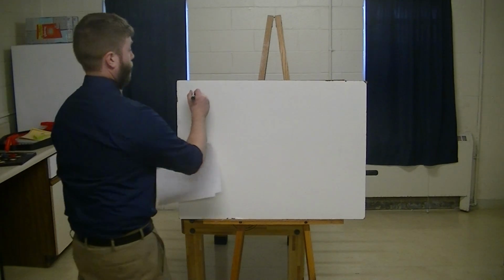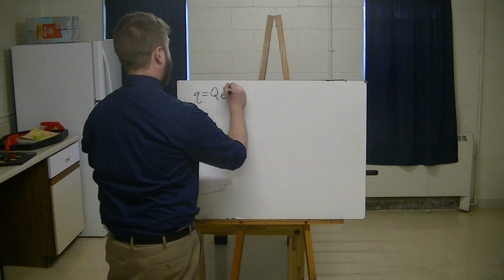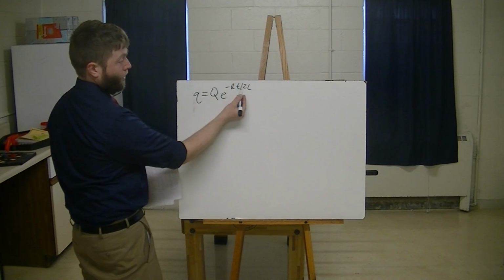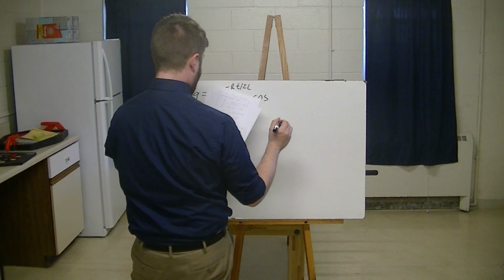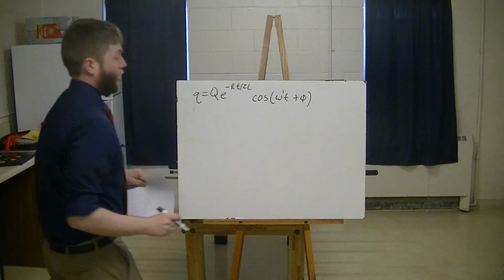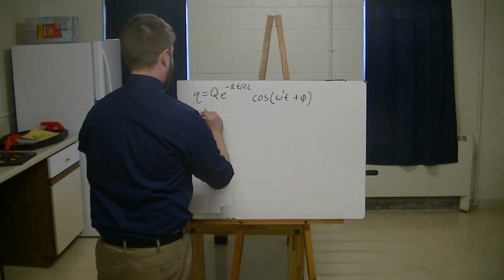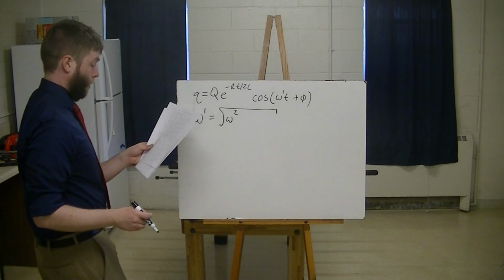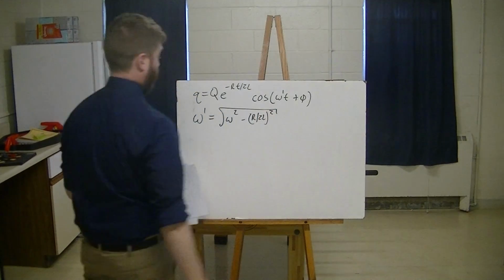So, the solution for the charge as a function of time is q(t) equals capital Q, e to the minus Rt over 2L, cosine of omega prime t plus phi. And I need to define omega prime. Omega prime is defined as the square root of omega squared, that's the angular frequency squared, minus R over 2L, the quantity squared. Okay?